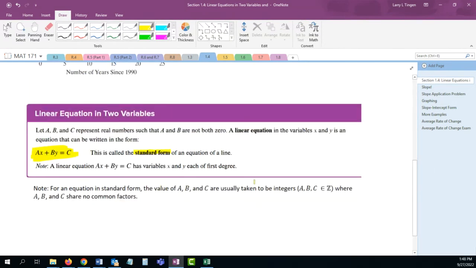And my little note down here: whenever I write my equation in standard form, it's typical that A, B, and C are understood to be integers, not including zero, and A, B, and C have no common factors. So if you've got a common factor in there, you usually just divide it off of both sides, and you're going to end up with an equation that looks like Ax plus By equals C. A, B, and C are real numbers, and they are understood to be integers. All right, so that is a linear equation.